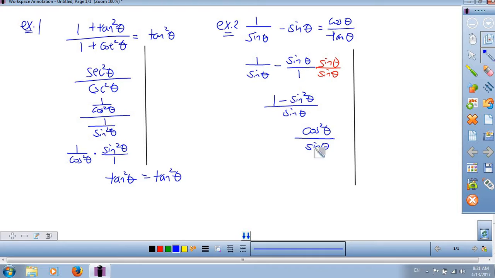Alright, cosine square over sine. Now, this looks very close to what we have here, but it's not quite there, right? We have cosine over tangent, but we have cosine square over sine. So how do we do that? Well, recognize that cosine square theta over sine is cosine times cosine divided by sine. Remember, cosine divided by sine is cotangent, but it is also the reciprocal of tangent. So cosine over sine is cotangent, but cotangent is the reciprocal of what? Tangent. So it's 1 over tangent. Now we can write it in this form.